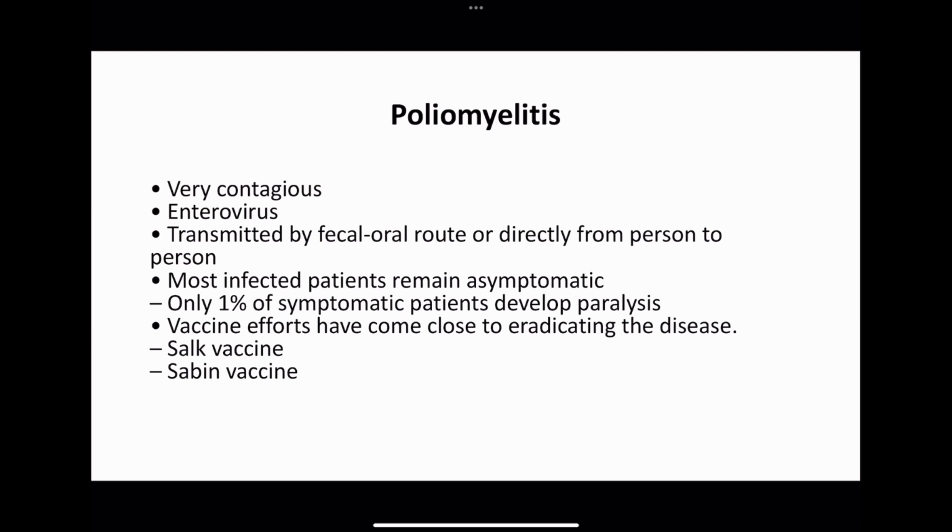And an example of this would be the woman who spent 60 years living with an iron lung, living off an iron machine because she would die without it, until she eventually did pass. And then vaccine efforts have come close to eradicating this disease almost fully, through the Salk vaccine and the Sabin vaccine.